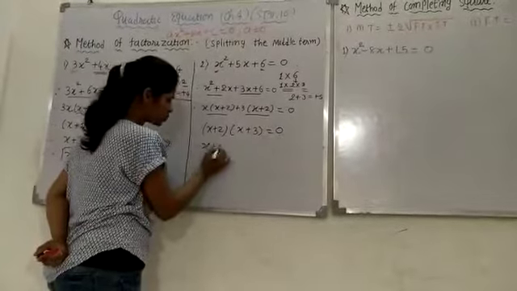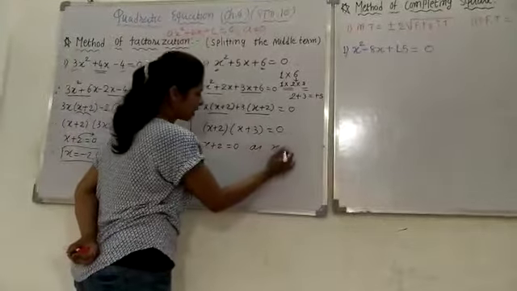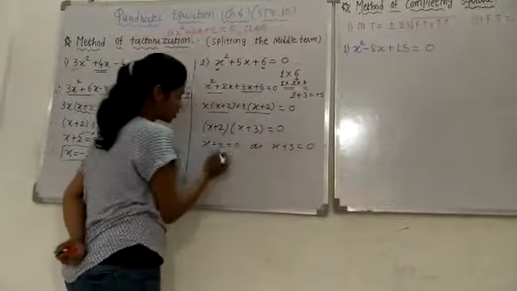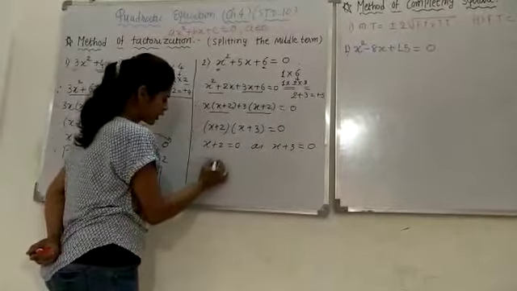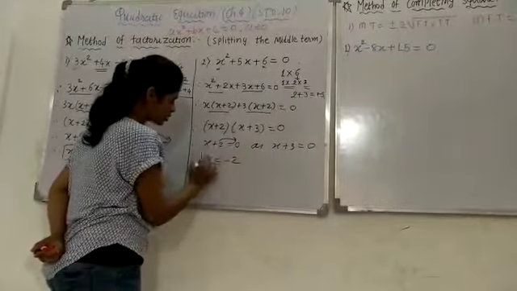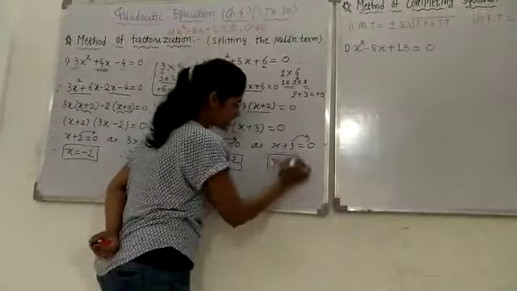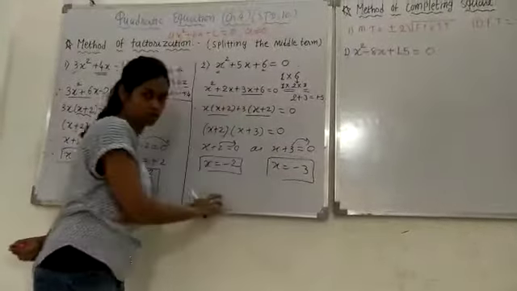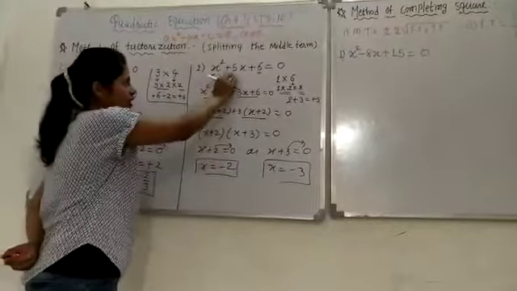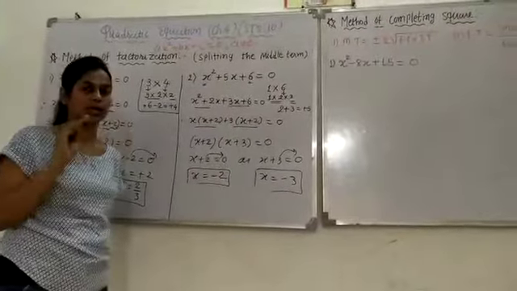So x plus 2 equal to 0 or x plus 3 is equal to 0. Change the side of 2. So x is equal to minus 2. Change the side of 3. x is equal to minus 3. So these two are the solutions or roots of the given quadratic equation by splitting the middle term.